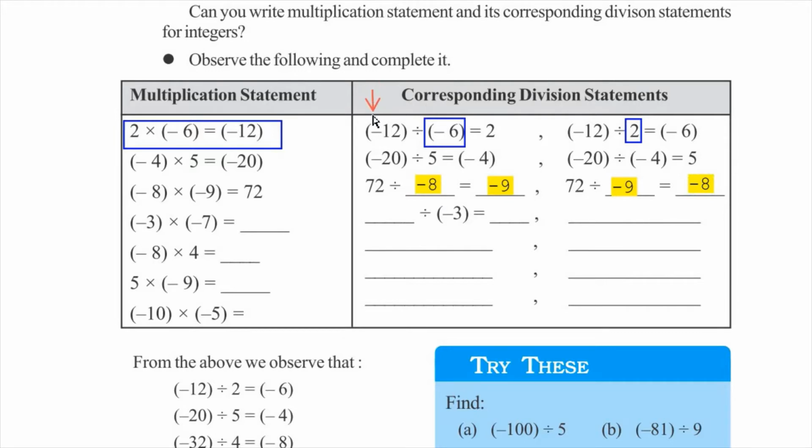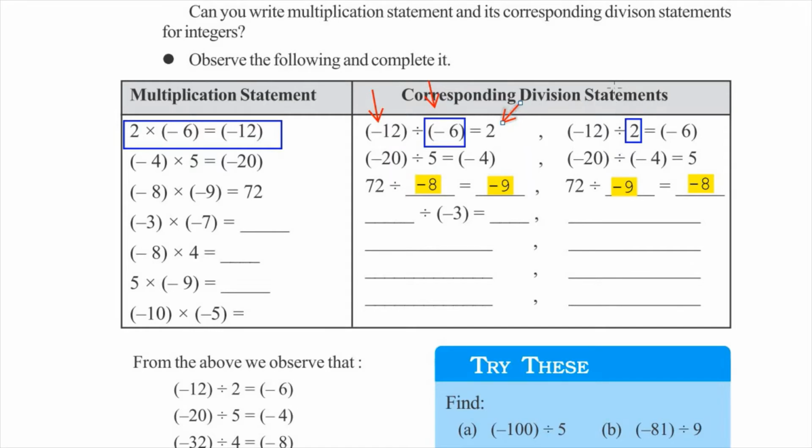Here, the product was minus 12, okay? And if you divide it by minus 6, the answer was 2. Why is this? This is because we know that the product of minus 6 and 2 only gives us minus 12. There is no other integer with which we can multiply minus 6 to get minus 12. Okay? So this means that when you divide minus 12 by minus 6, you have to get 2.